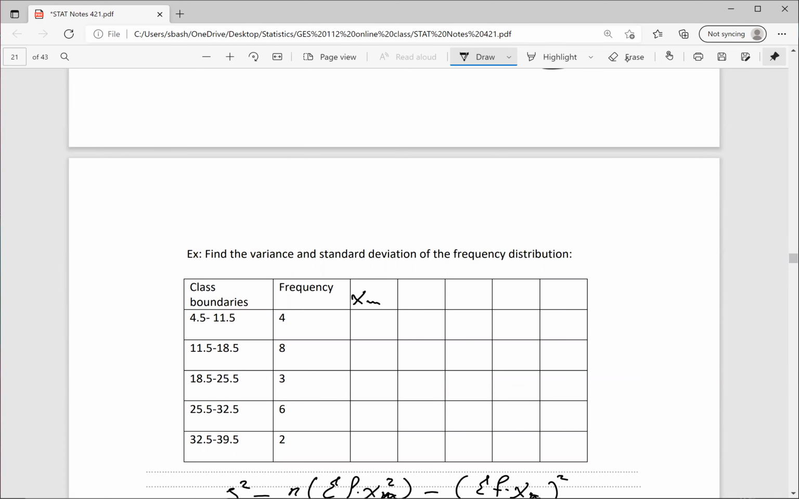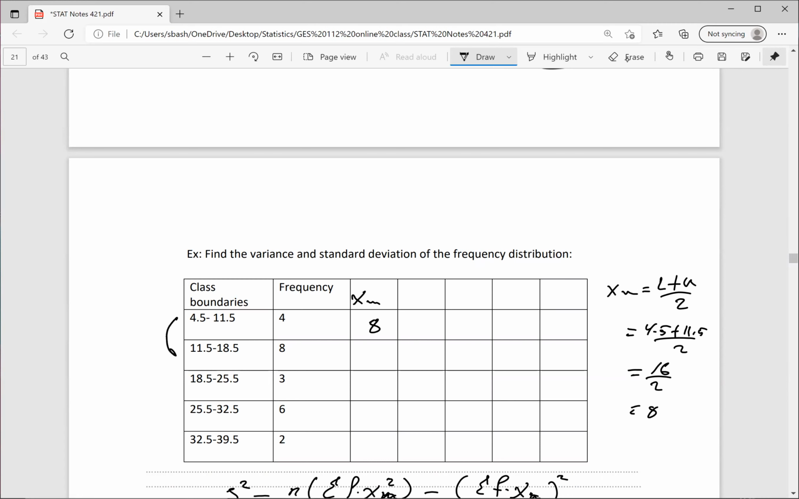So xm will be lower plus upper divided by 2, which is 4.5 plus 11.5 divided by 2. This is 16 divided by 2, equal to 8. So the first one is 8.